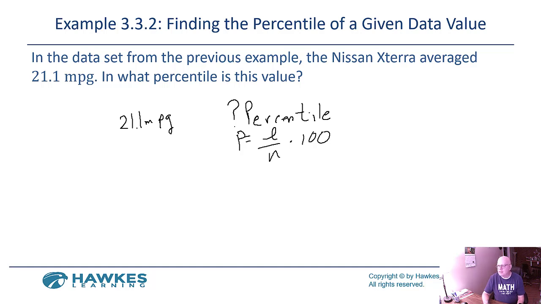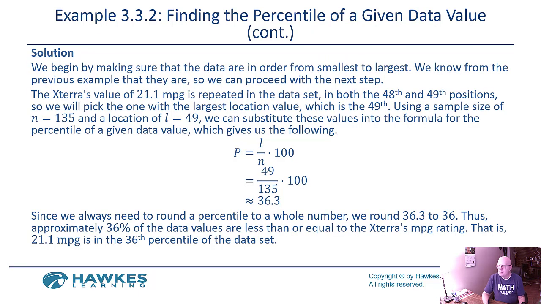We're going to have to first find out where it is. So if you look at that, it says 21.1 is repeated in the data set in the 48th and 49th positions. So we're going to pick the largest one, 49. And since we've got 135 data items, and we're using a location of 49, put 49 in here, 135 is the total, always by 100 because it's a percentile, and you get 36.3.